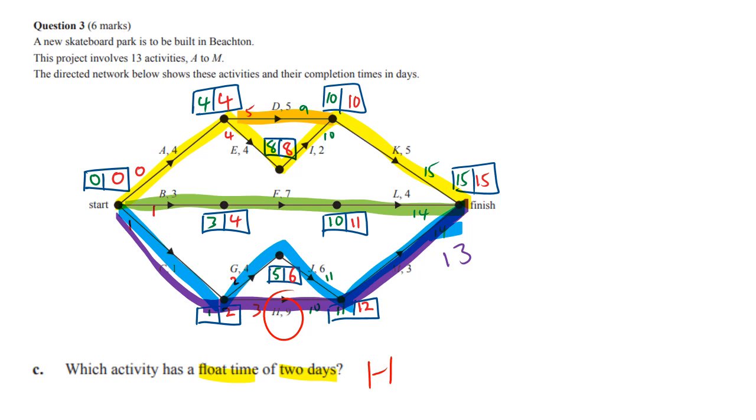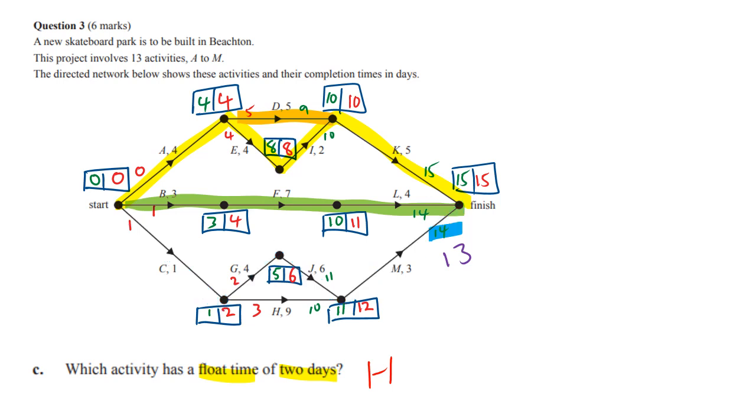And again, I'll show you that that box thing doesn't work for identifying float, because this one only has a float of 2 for H. But that's not just for H, that's the float for G as well. So it doesn't work just to always look at those boxes.